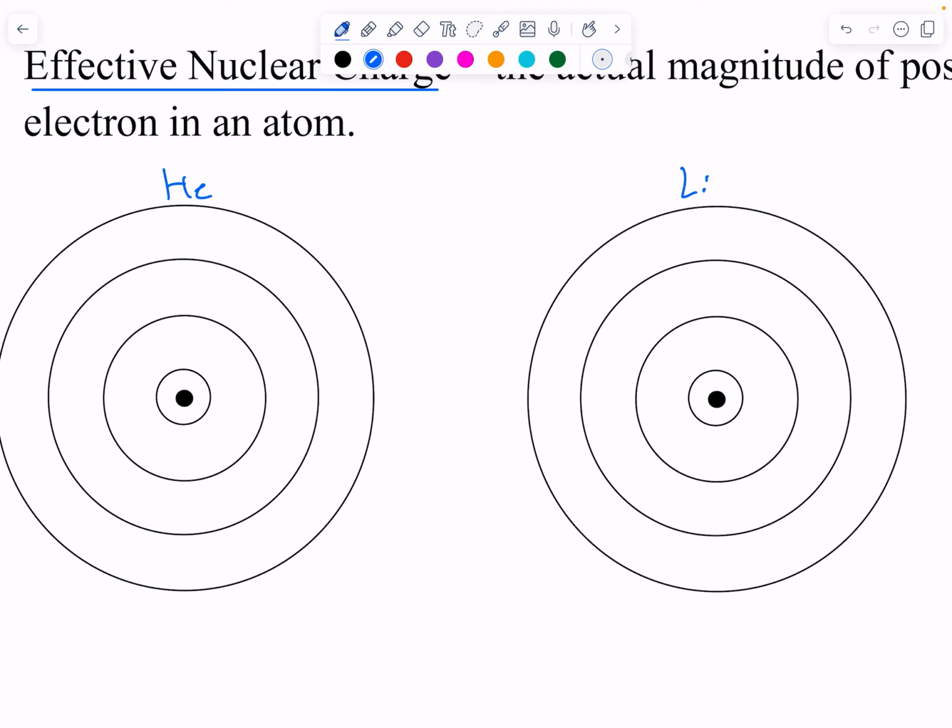All right. Helium, how many protons? 2, so this would be 2 plus there. Lithium is 3 plus. And then we got our electrons going around. Helium has two electrons in 1s, group 1. Now, we can look at this really well in helium.